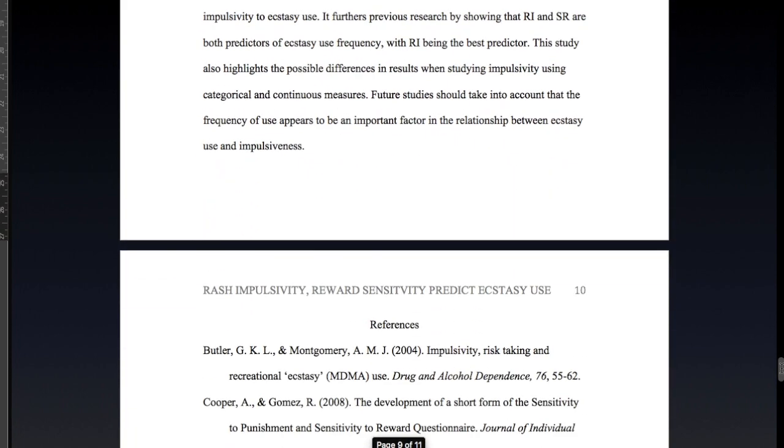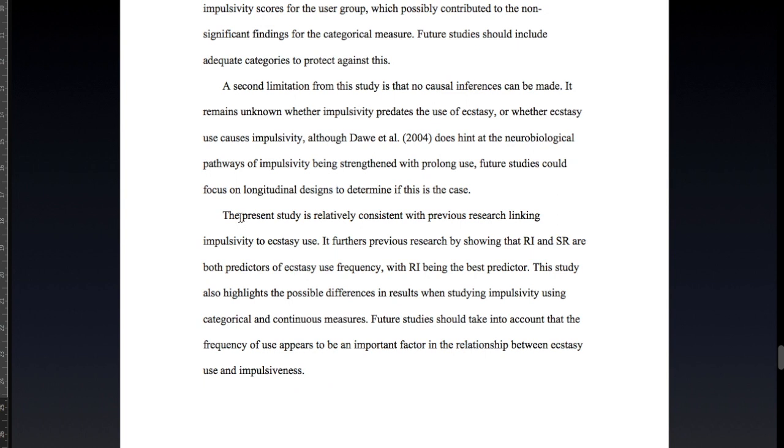So now I'm getting to the very end. So this is the very end. I sort of just quickly summarize our study again and say that it's consistent with previous research linking impulsivity to ecstasy use. So there is some association. And then I talk about how it furthers the previous research.